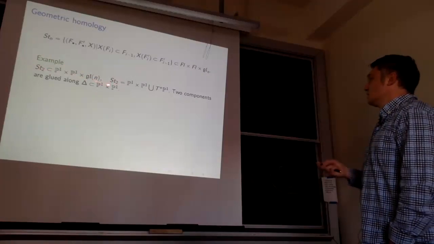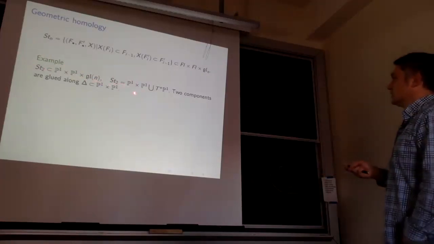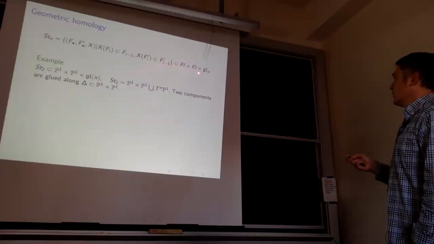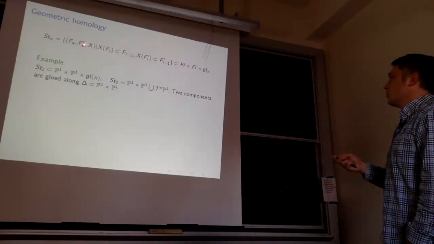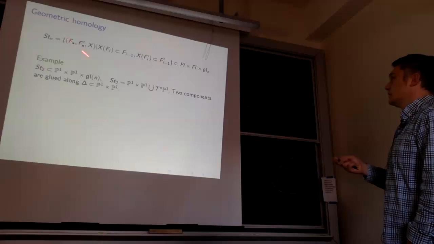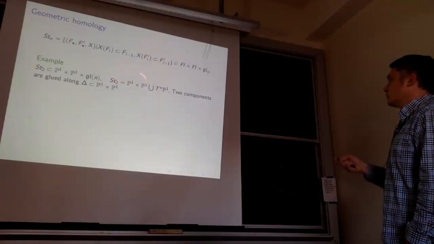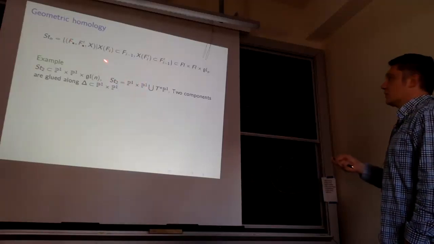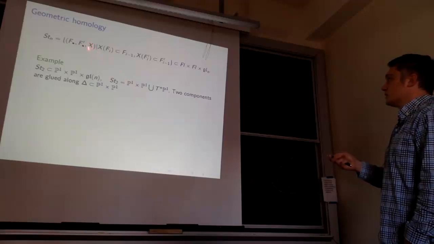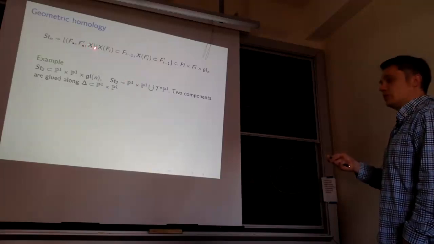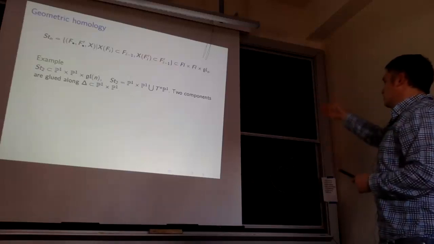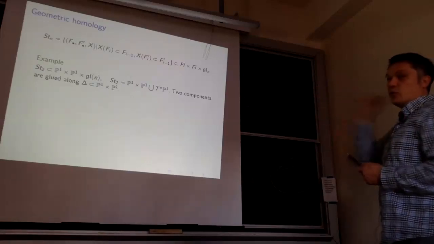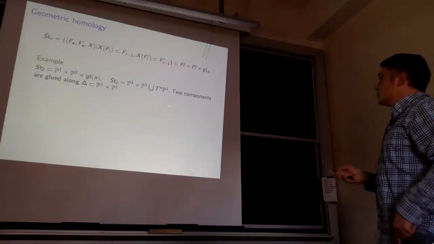It is actually a pretty simple object. Let me explain what's going on. If the element x is 0, that means we don't impose any conditions on the flags, so we get this part, P1 cross P1. Another option is when x is nilpotent but not 0, so a Jordan normal form, 0, 1, 0, 0, and it preserves only one flag. That means that both flags are equal.